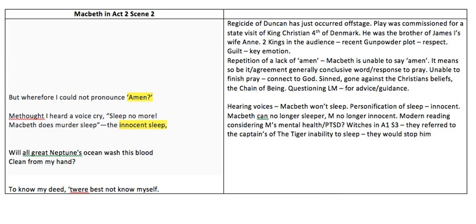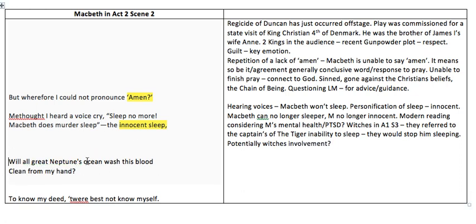So they would stop him sleeping. So potentially we've got witches' involvement here too. So I just want to move on to this quote here. This is one of my favourite quotes from the play.